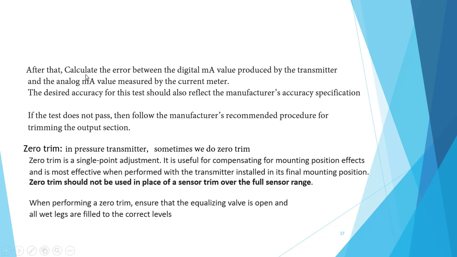After that, calibrate the error between the digital mA value produced by the transmitter and the analog mA value measured by the current meter. The desired accuracy for this test should also reflect the manufacturer accuracy specification. If a test does not pass, then follow the manufacturer recommended procedure for trimming the output section.